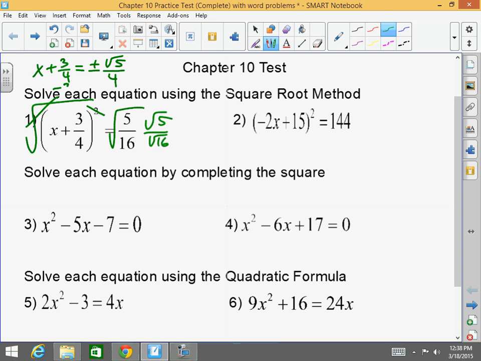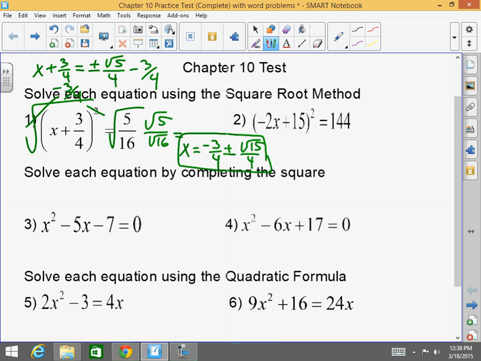I'm going to subtract the 3/4 from both sides, and this will give me x equals negative 3/4 plus or minus, I'll make that a little neater, plus or minus square root of 15 over 4. That's it. You're done.